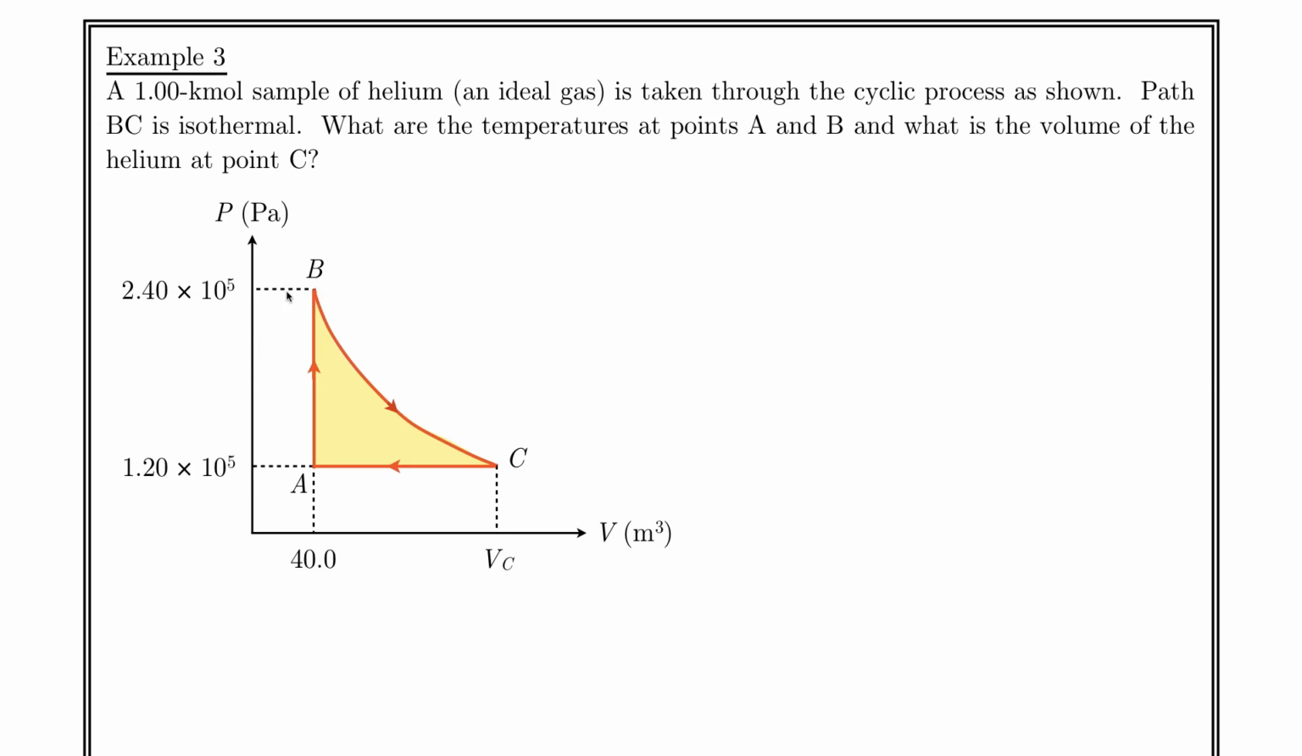Okay, we know the pressure at B. We know the pressure at A. We know the volume at A and B. We know the pressure at C. But these are the three things that we want to know. So let's begin, because we can use the ideal gas law here because helium's an ideal gas. To begin, at point A, we know the pressure, we know the volume, and we know the number of moles. So we can find the temperature.